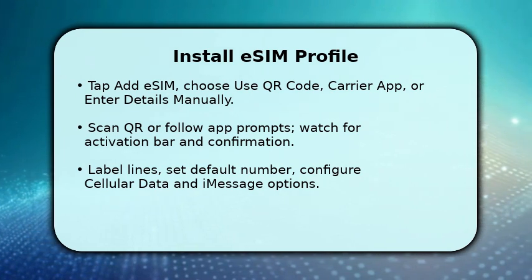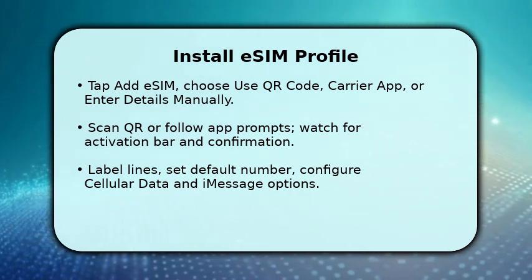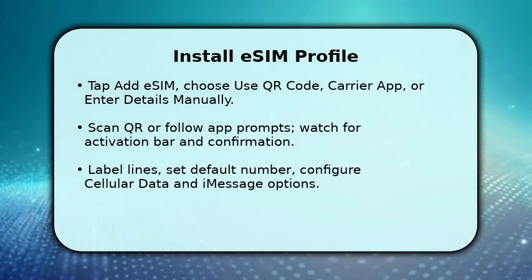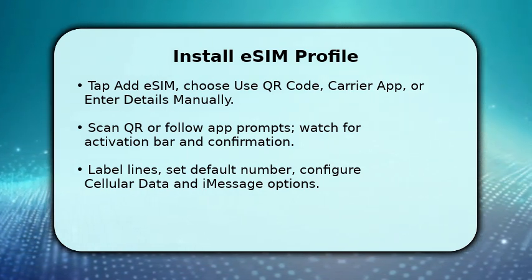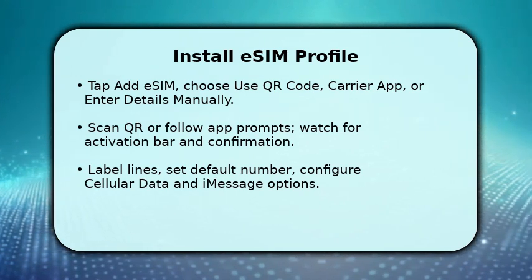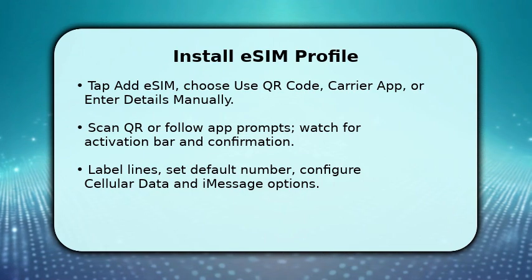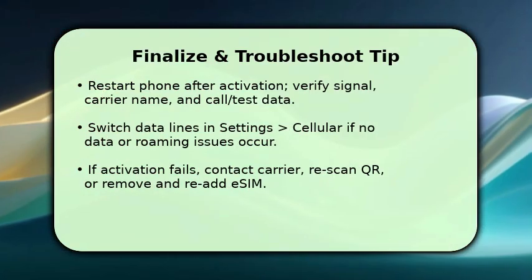Once added, you will see the eSIM listed. Label it so you can tell lines apart. You'll also pick defaults for voice, data, and iMessage. Make sure settings reflect how you intend to use each line. Finish by restarting your iPhone to ensure the eSIM registers with the carrier network.